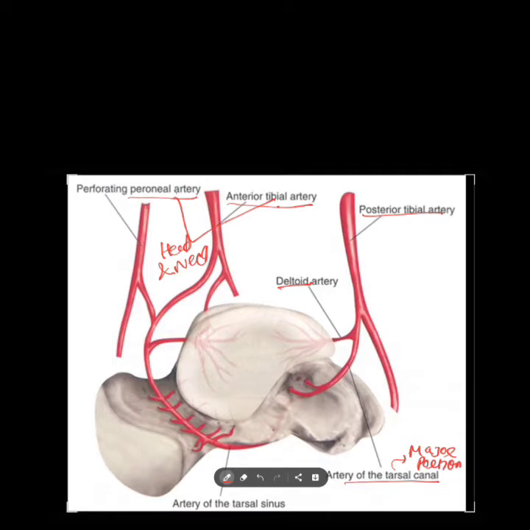But whenever there is a talus neck fracture, the only blood supply which is left is the deltoid branch. This branch lies in the deltoid ligament. So we have to protect the deltoid ligament to save the blood supply, because this is the only blood supply which is left after talus neck fractures.